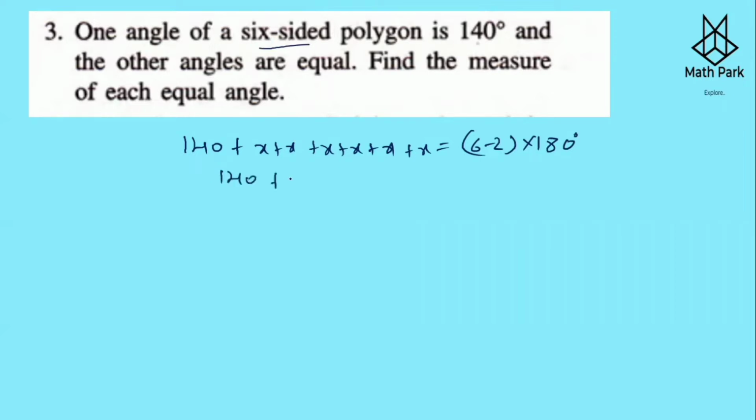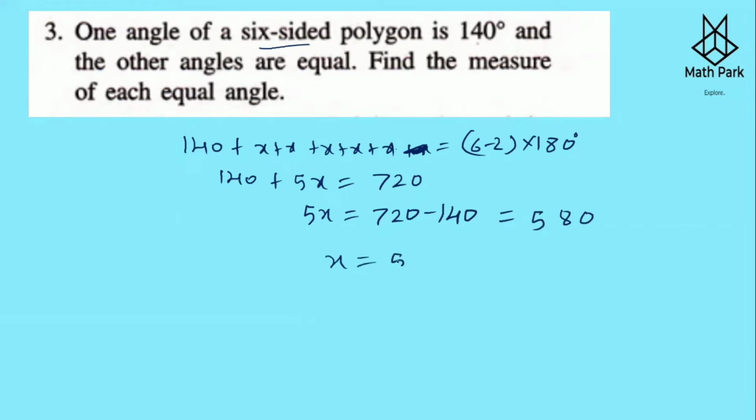So we get 140 plus 5x. Sorry, this is going to be 5x because one angle is already 140. So 5x is equal to 6 minus 2, which is 4, times 180, which is 720 degrees. So we get 5x is equal to 720 minus 140, which is 580. So x is equal to 580 divided by 5, which we get as 116.